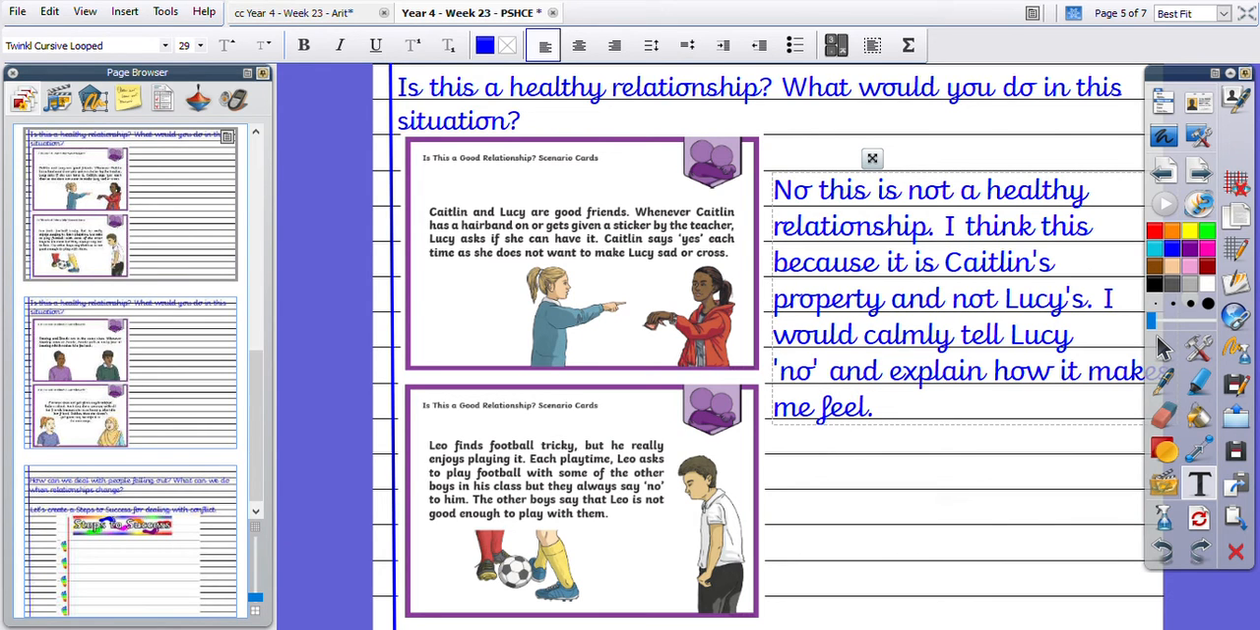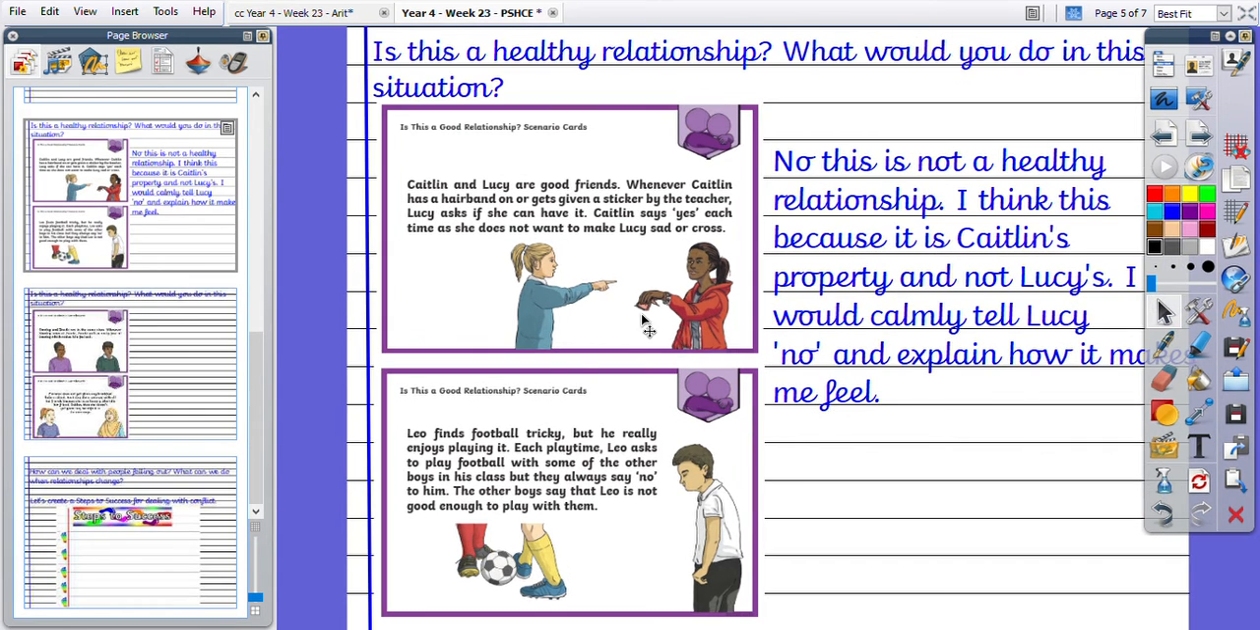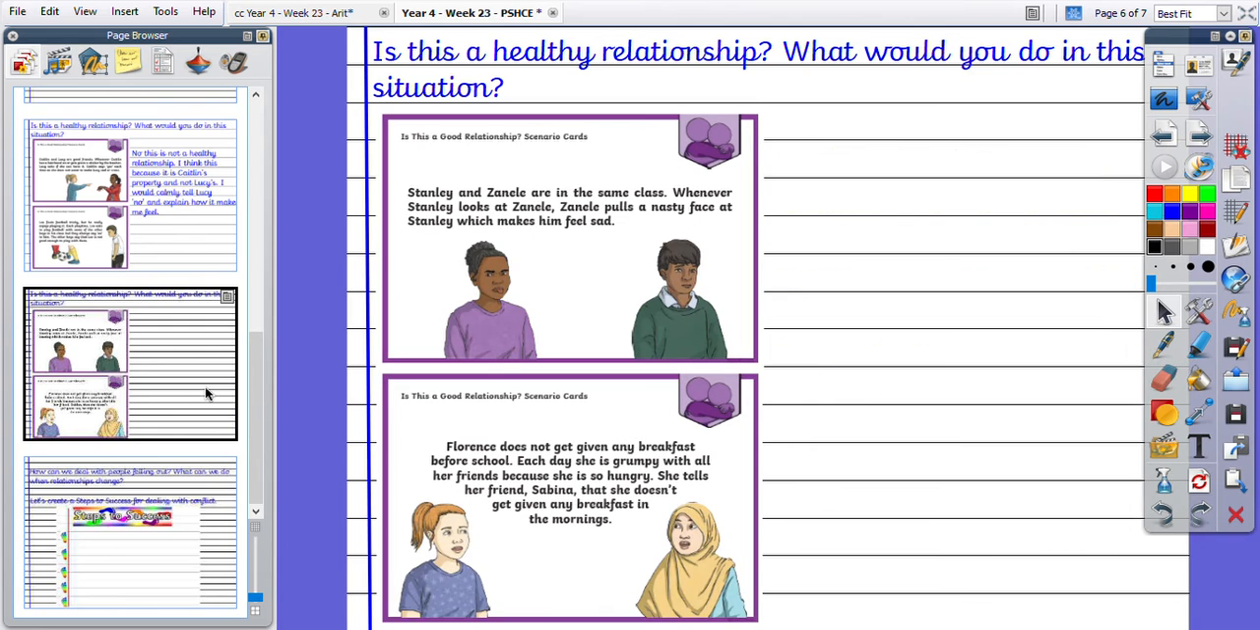Okay, so this is an example of what I want you to do with these scenario cards. So your answer might be completely different to mine. Okay, so I want you to tell me whether it's a healthy relationship and what you would do in this situation. So you've got 1, 2, 3, 4 scenarios to consider. Okay, so pause the video and have a go.